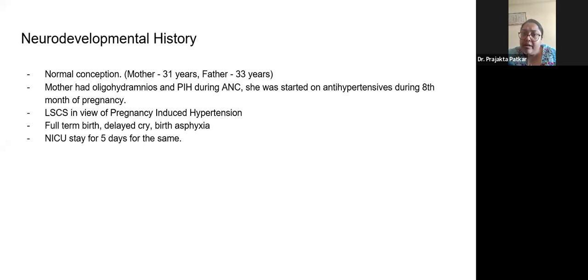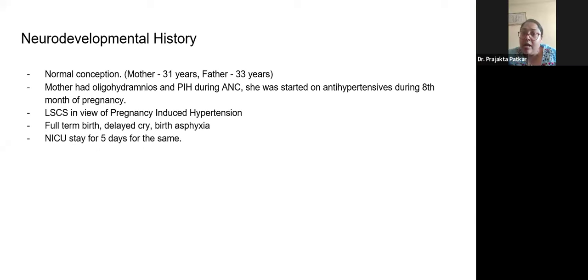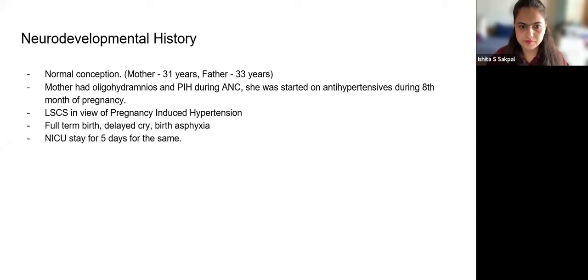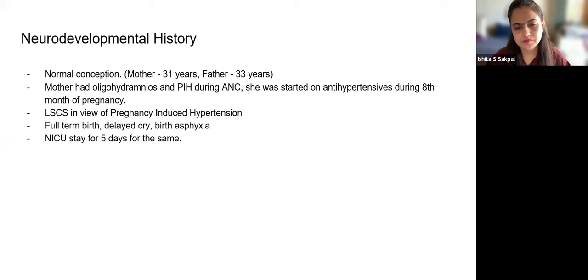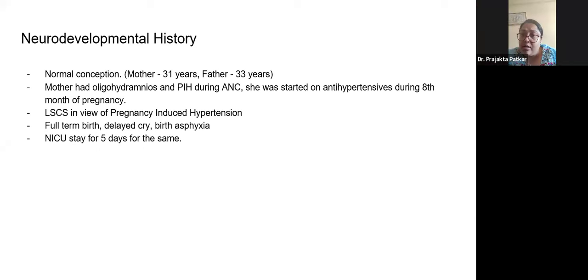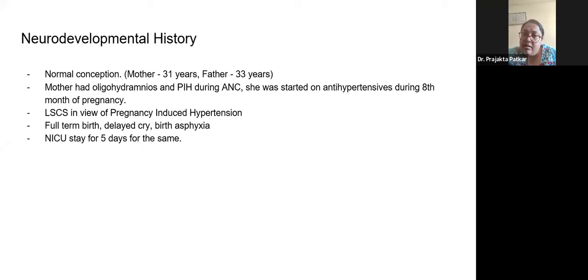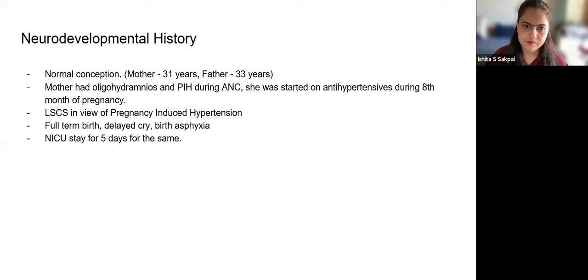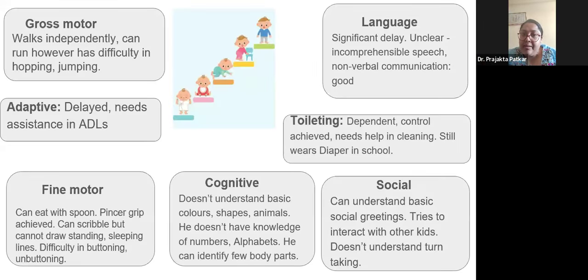When we dug deeper, we understood that, of course, it was a normal conception. Mom was 31 years old, dad was 33 years old, but the mother had a history of oligohydramnios and pregnancy-induced hypertension during her pregnancy, and subsequently she was started on antihypertensives during her 8th month of pregnancy. She had to undergo a C-section because of the hypertension, but even then it was a full-term birth with delayed cry. He did not cry immediately, had some history of birth asphyxia as per the mother, and had to stay in the NICU for 5 days for the same. Next slide.